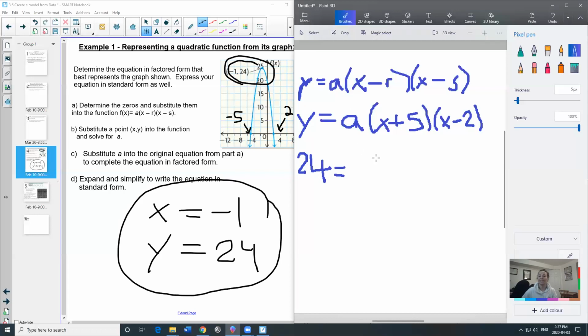I don't know what a is. I'm going to leave it alone. I'm just going to rewrite it. Now, x is negative 1. I'm going to put negative 1 where x is. I'm going to keep my plus sign. I'm going to keep my 5. I'm going to close that.